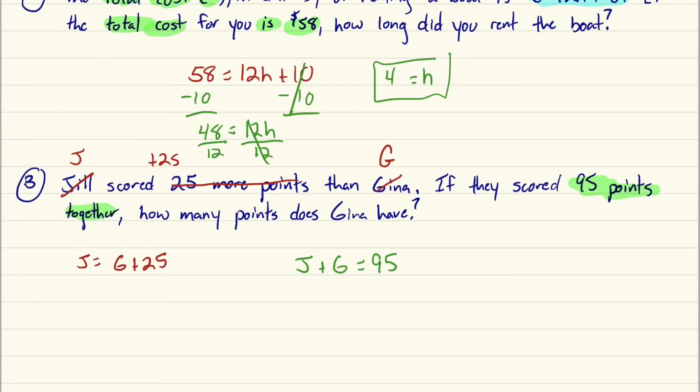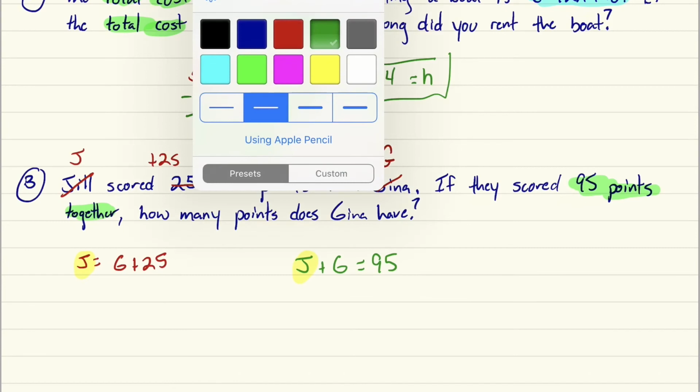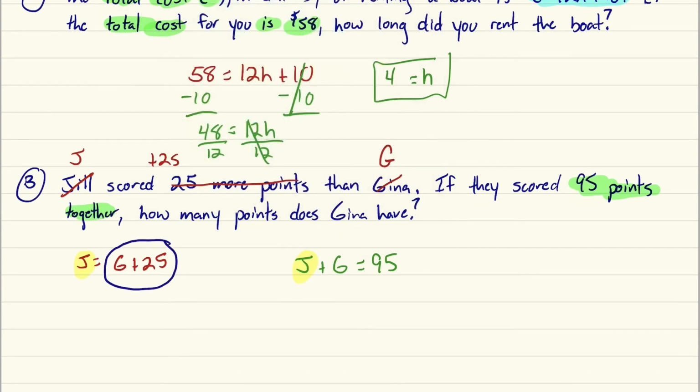So now, all I have to realize is that I've set up an equation where J is equal to something, and I have a J in a completely separate equation. All I have to do is substitute. So what I'm going to do is I'm going to take this whole piece here, this whole G plus 25, and I'm going to substitute it right in for J. Because I know Jill's score is 25 more than Gina's. So what I end up with is G plus 25, and then I'm going to switch colors just to make things easier, plus G equals 95.